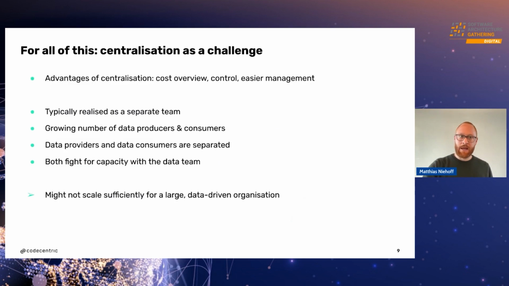But for all of this, the one challenge was centralization. Centralization is a good thing, because you have control, you have quite easy management, you can have a good cost overview, because you have one central data warehouse, in the cloud or not, or one central data lake, and you can manage the access to this data lake and all the governance stuff in a central way. And this is typically done by a separate team, the data warehouse team or the data lake team.